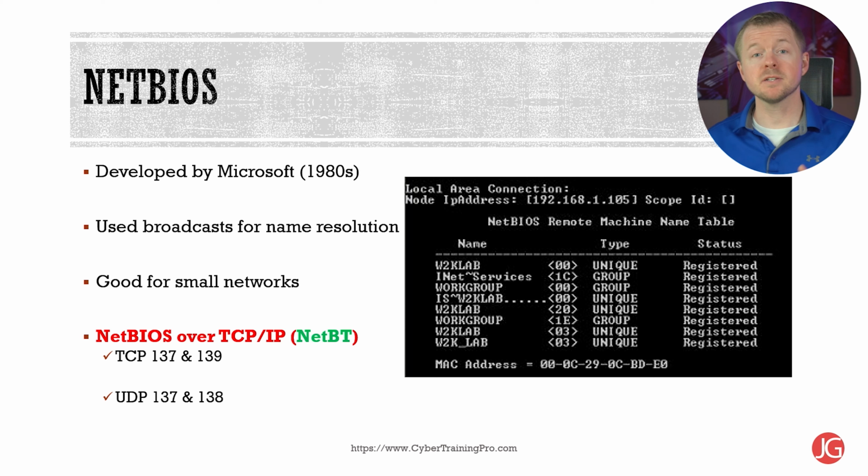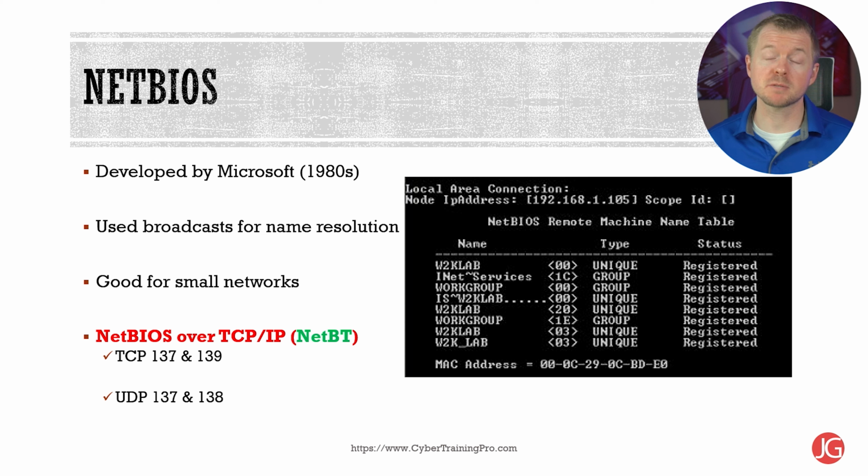Before DNS was a thing, there were other networking naming protocols that existed. The only two that continue to work today are Microsoft's NetBIOS names and the host file. NetBIOS was developed by Microsoft in the 1980s, and it used broadcast for name resolution. Basically, a computer would boot up and then broadcast its name and its MAC address. Every system on the network could hear this broadcast, and they would cache that information.